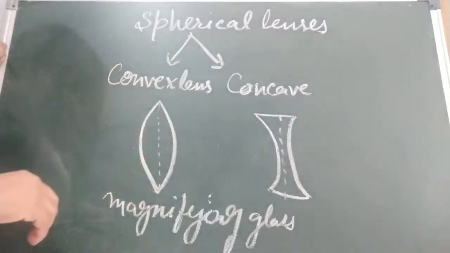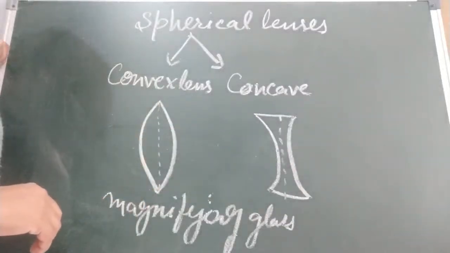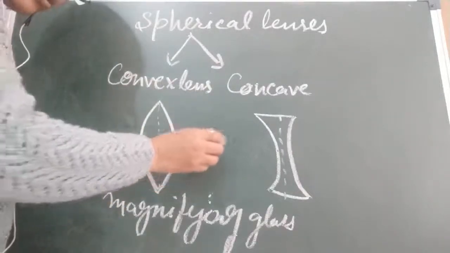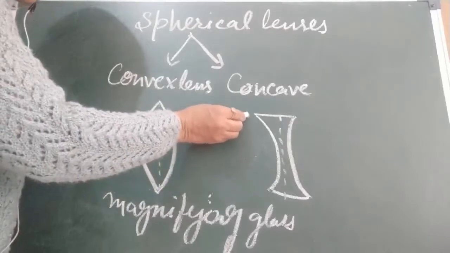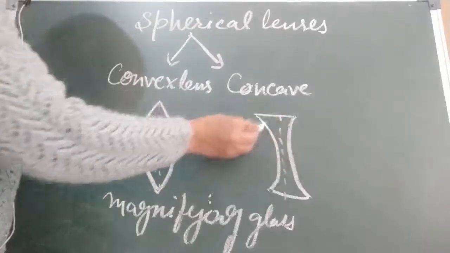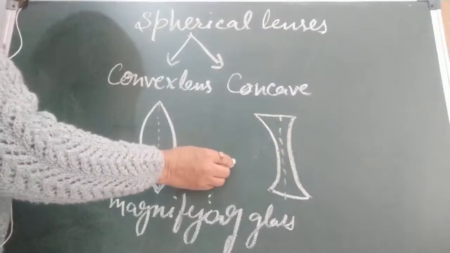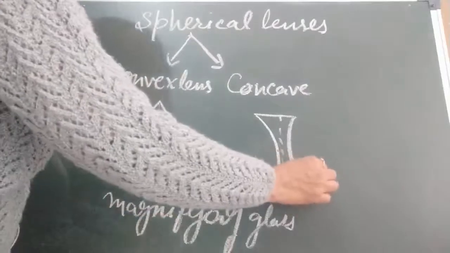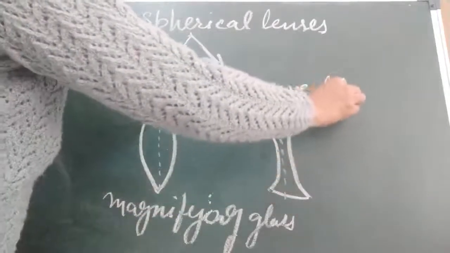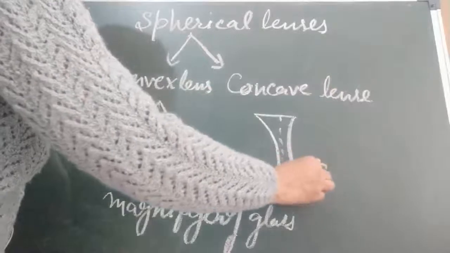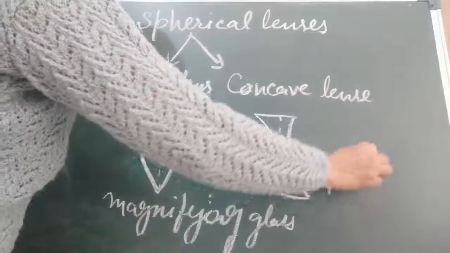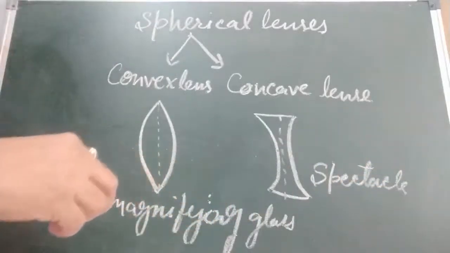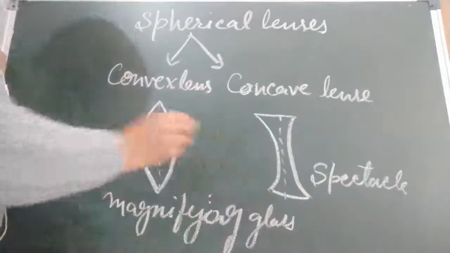Lenses are transparent. A concave lens is a lens that is thinner in the middle and smoothly increases its thickness at the edges. Concave lenses are present in spectacles of negative power. This is a concave lens. In spectacles we use them, like children generally suffer from this problem. They have negative power, so they wear this concave lens.